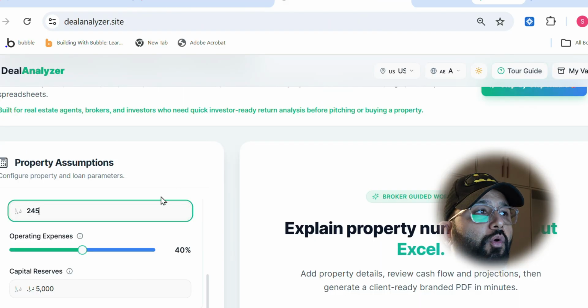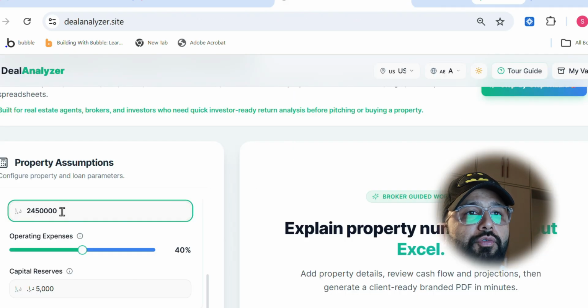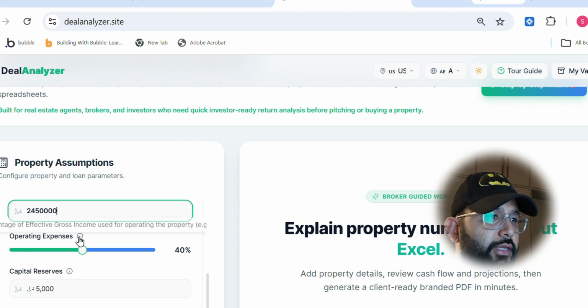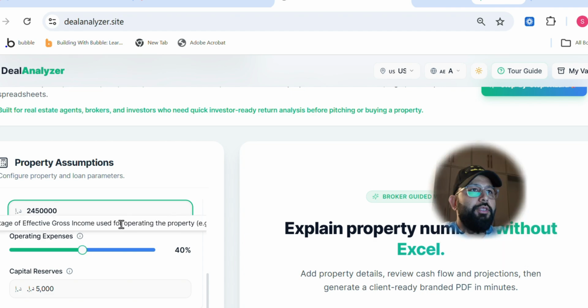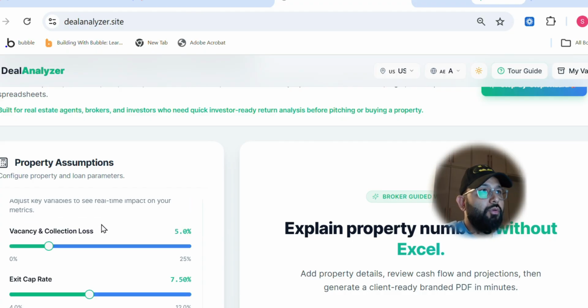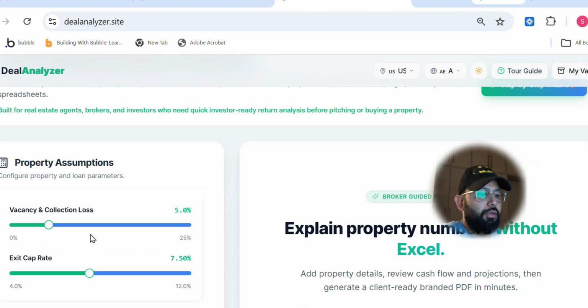So the first thing you need to do, when you're on the Deal Analyzer website, is remember to change the currency to the country you are in right now, because that's very important. We are in Dubai right now, so let's change it to Dubai. Okay, let's start. Dubai is here, and copy the price, which is around 2.45 million, right?